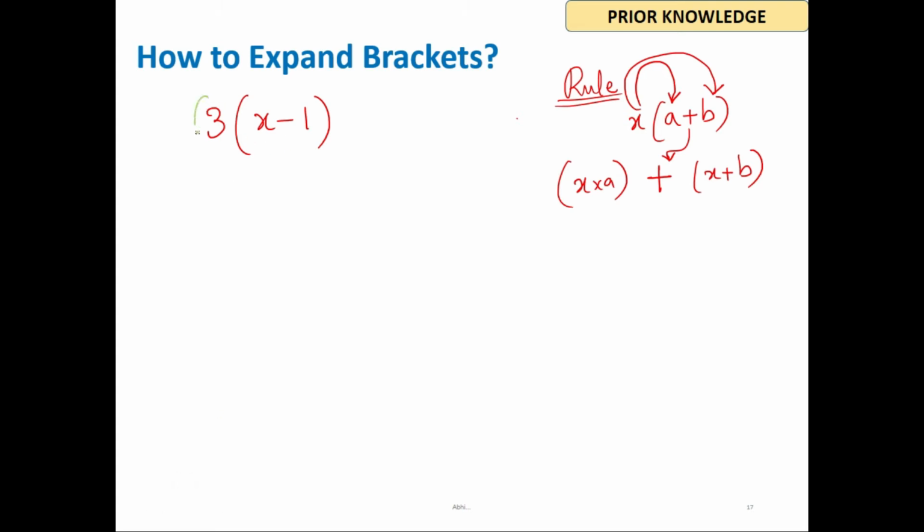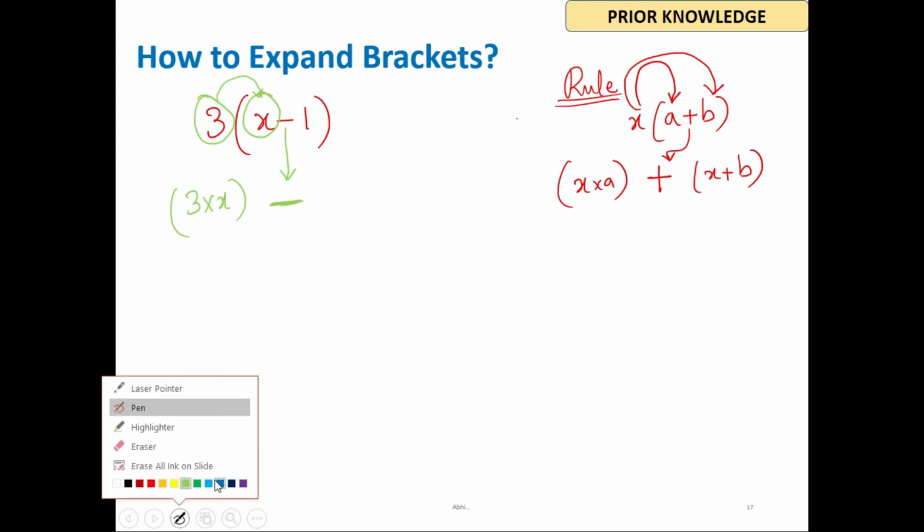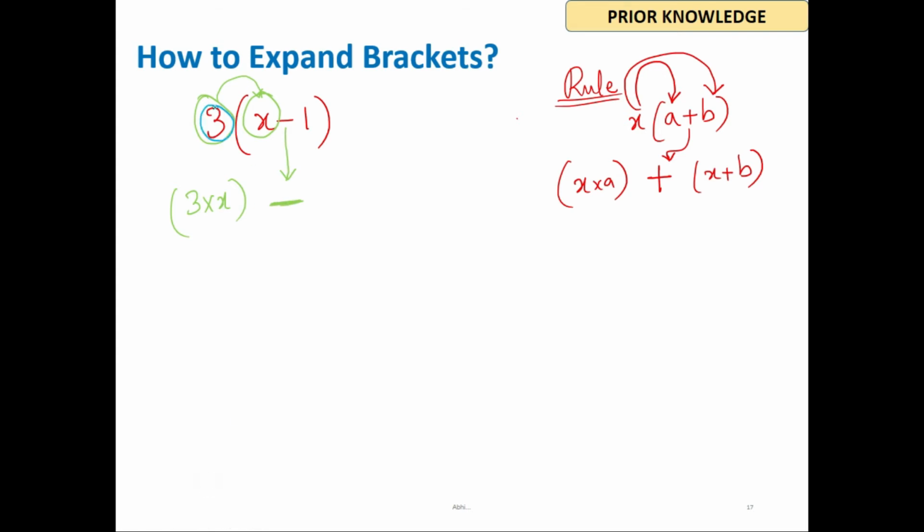So first 3 gets multiplied with x. So 3 multiplied with x. And as I said, you put the same sign down, the minus. And in the second attempt, 3 gets multiplied with 1. So 3 multiplied by 1. So your final answer is going to look like this. 3x minus 3. This is your expansion.